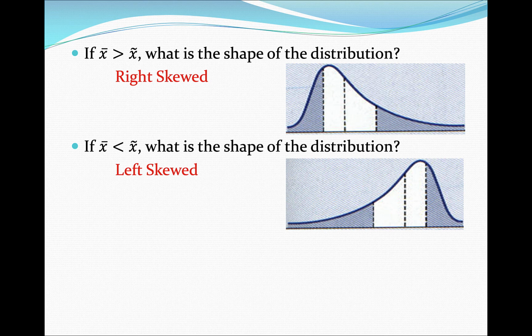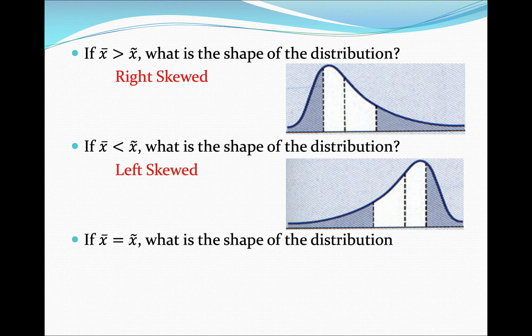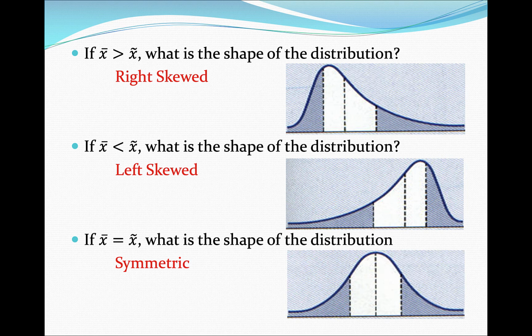And you can see it here if you have a left skewed distribution. Of course, the mean is going to be pulled to the left. The mean is always pulled in the direction of extreme values or the direction of a longer tail. So if the mean is less than the median, that must mean that your distribution is left skewed. Of course, if they're equal, then you have a symmetric distribution.